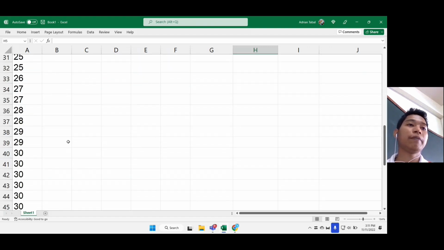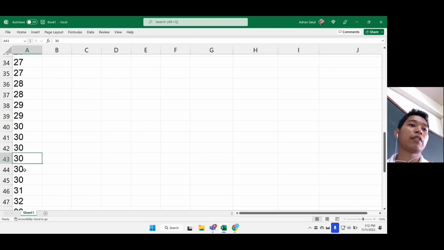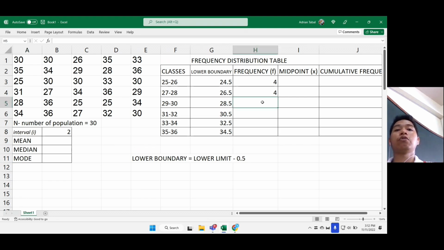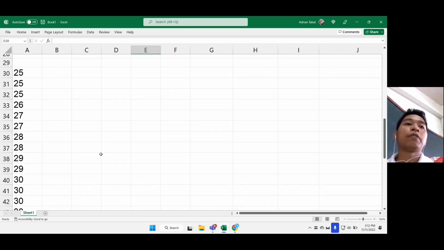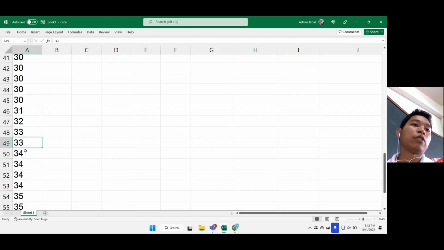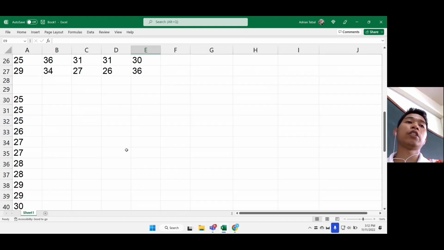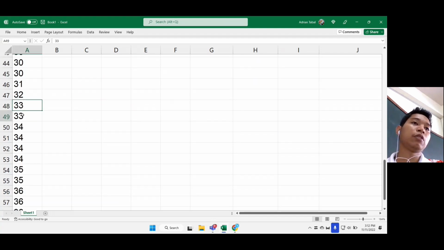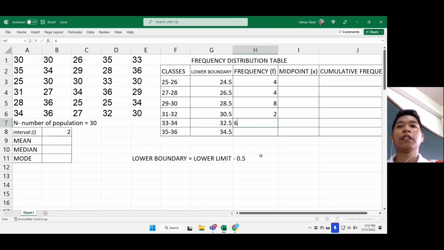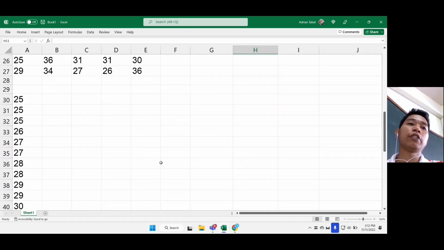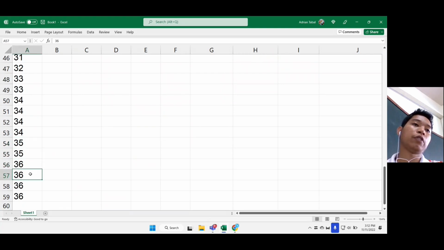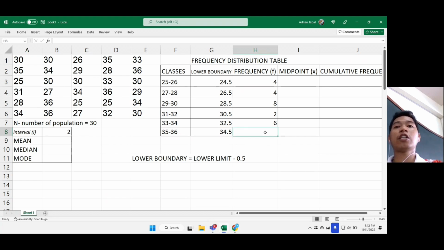So we have 29 to 30: 1, 2, 3, 4, 5, 6, 7, 8. We have 8 for 29 to 30. From 31 to 32, we have 1, 2. For 33 to 34, we have 1, 2, 3, 4, 5, 6. We have 6 for 33 to 34. And the last one is 35 to 36. We have 1, 2, 3, 4, 5, 6 also. So let's check if our number of population is 30.